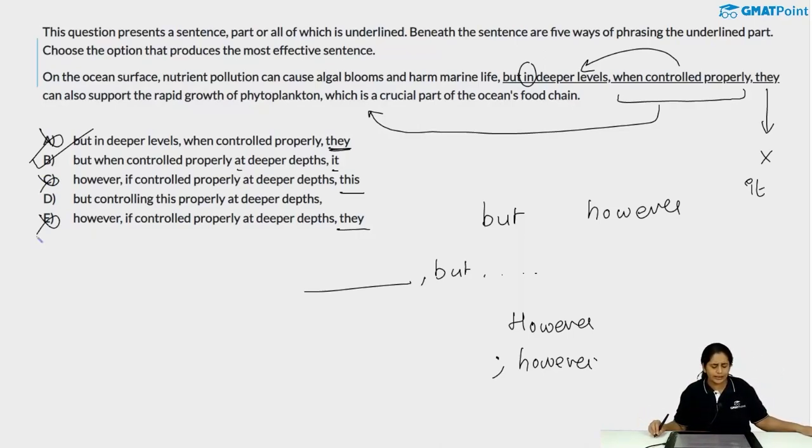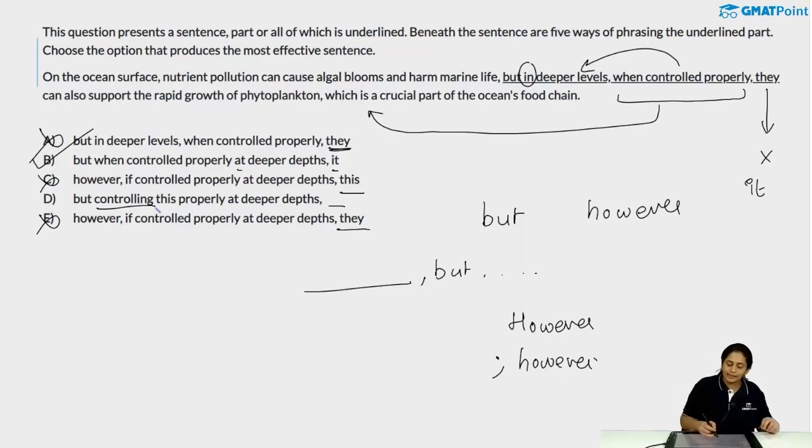But controlling this at deeper depths is completely missing the pronoun which is needed as such. If you remove the pronoun, it will become can also support this. Pronoun missing itself is incorrect. But even another error is the use of the continuous form of control.